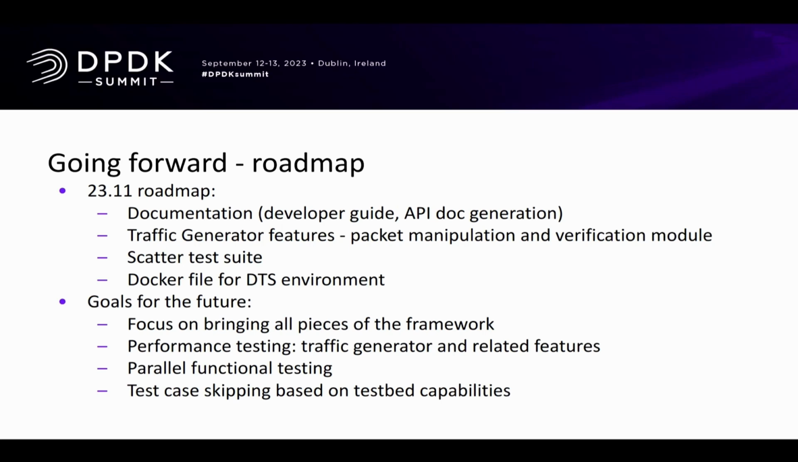We're going to add more traffic generator features related to packet manipulation and verification. We're going to add a scatter test suite. This is one of the most frequently used test suites in the original DTS. And we also want to add a Dockerfile for the DTS environment, which simplifies DTS setup. Those are the immediate goals. We have other goals for the future.